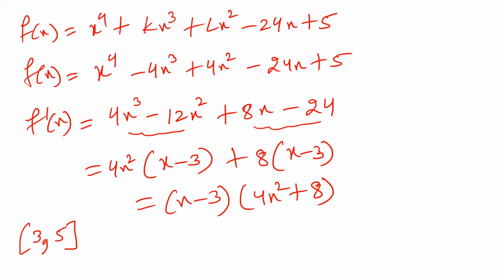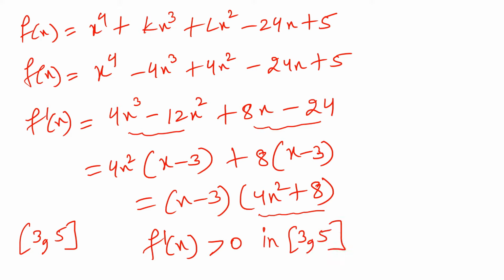And you can clearly see, since for closed 3 to 5, x minus 3 will be positive, and 4x squared plus 8, since it's a quantity comprising a positive number plus a perfect square, will always be positive. So I finally conclude that f dash x is greater than 0 in closed 3 to 5. In fact, at x equal to 3, it will become 0.